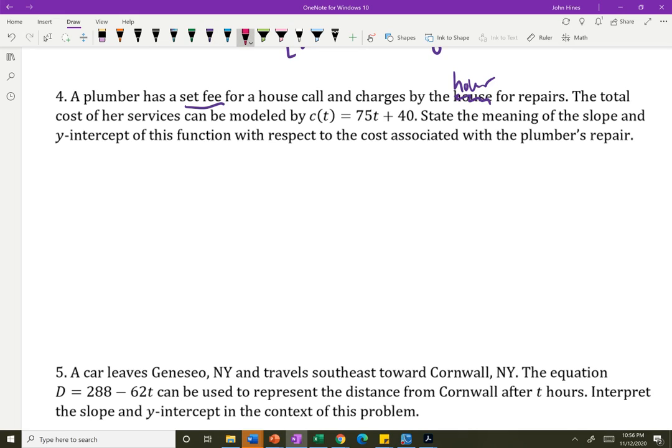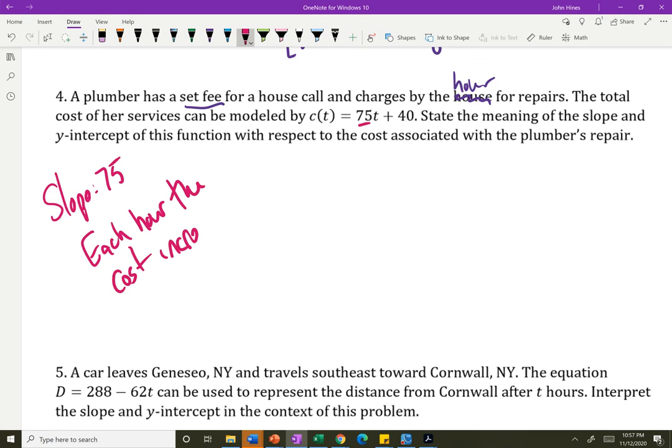So the slope, well, first of all, let's say what the slope is. The slope here is 75. That's my slope. That's my rate of change. So is that the set fee or the hourly charge? Each hour, the cost increases by $75.